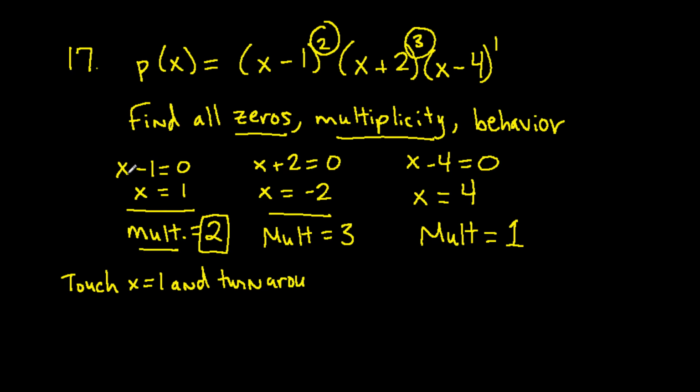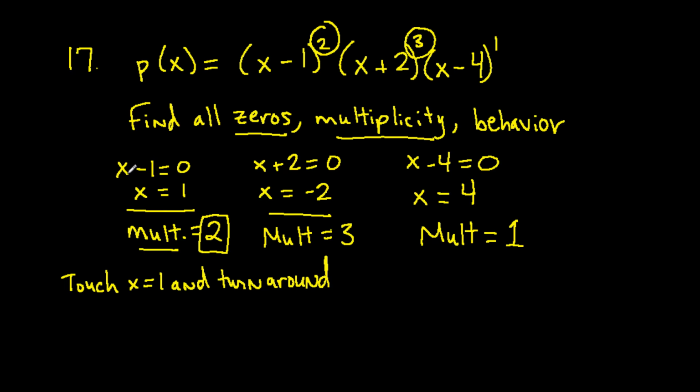And if you were to graph this equation by just changing p of x to y and plugging this whole function into a graphing calculator, you would see that at x equals 1 on the x-axis it touches the graph and turns around. And again, that's because it has multiplicity 2, and 2 is an even number. So a lot of times they just call that touches it and turns.